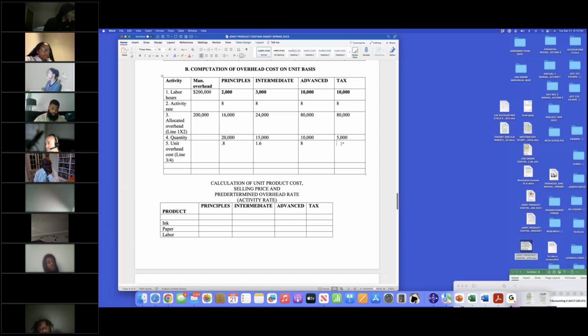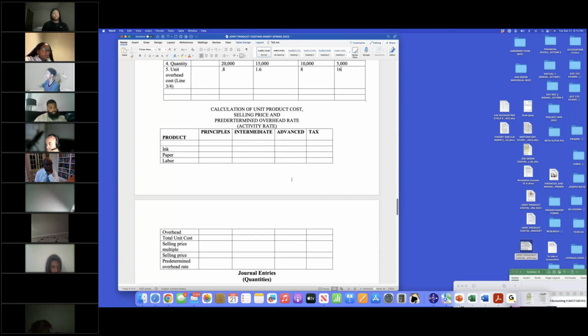So now you have calculated the unit overhead cost. Now you got to go to this table. This is what you do next for your book. Ink, paper, labor, overhead, total unit cost, selling price, multiple selling price, POR. So everybody now is to do that. If you got principals, you're making this calculation. You got intermediate, you got this book. Advanced this book, tax this book.